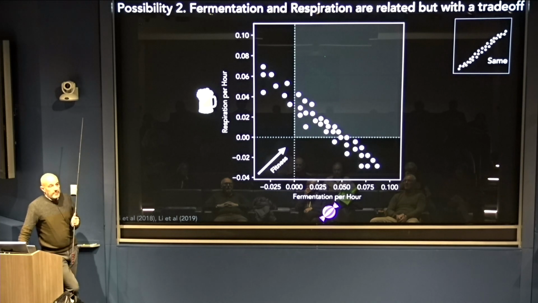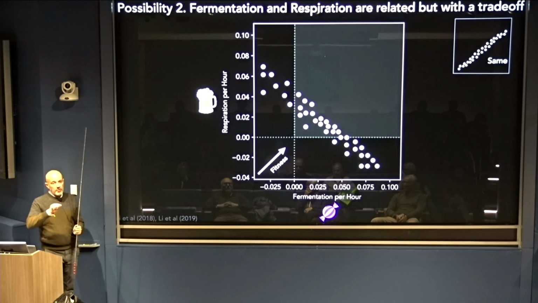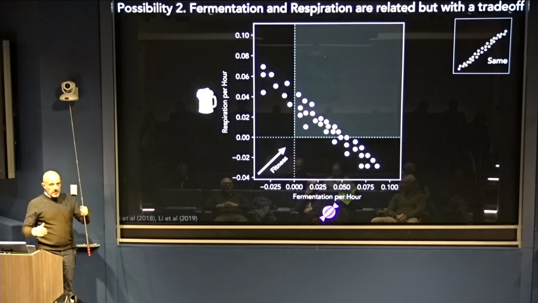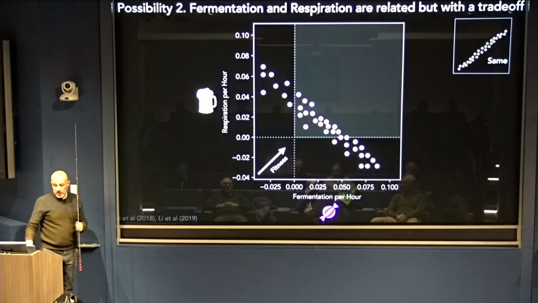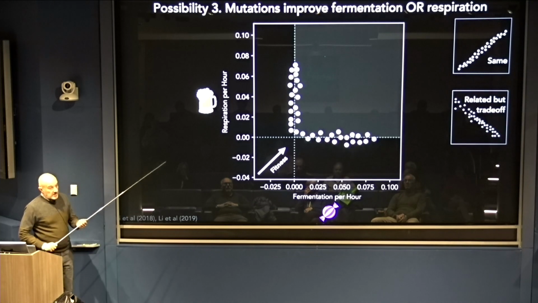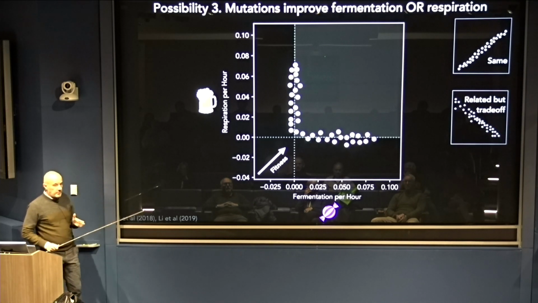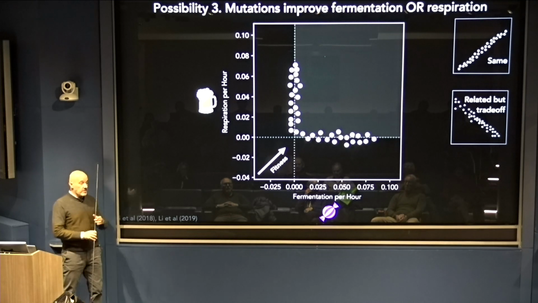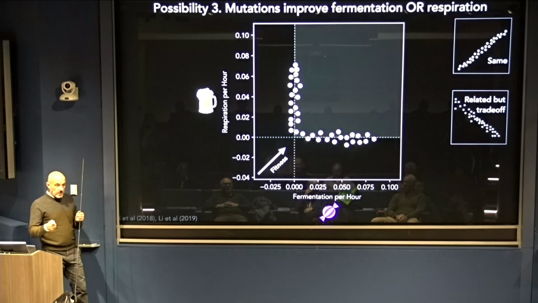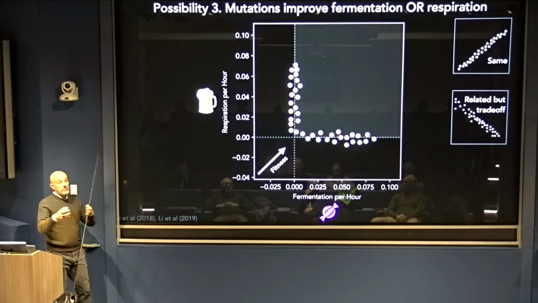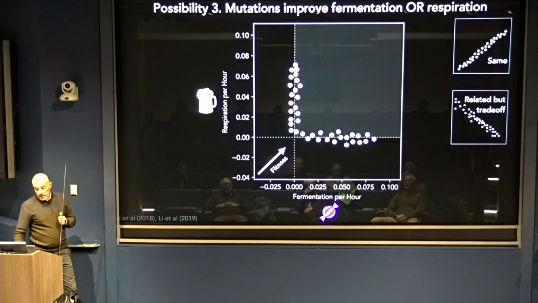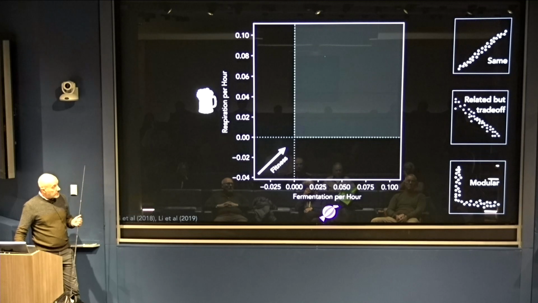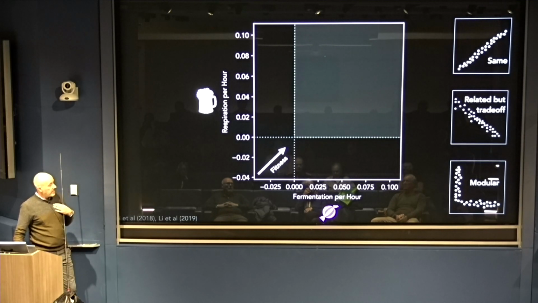The other way is that there's a strong trade-off, right? Somehow if you improve fermentation, you'll hurt respiration and vice versa. You're already sitting on some kind of a Pareto front. Another way is that it's entirely modular. The evolutionary condition has both fermentation and respiration, so maybe some mutations help you in fermentation, some in respiration. They're all individually modular, but together you can move both of them. So: same, related by trade-off, or modular. At least these are the hypotheses that I had when we started thinking of it.